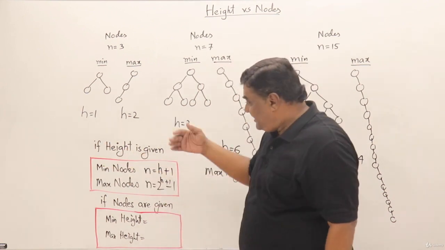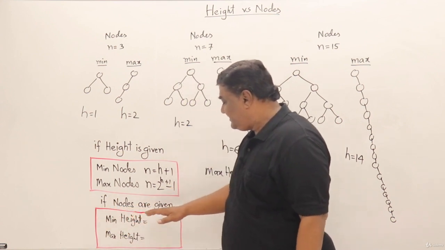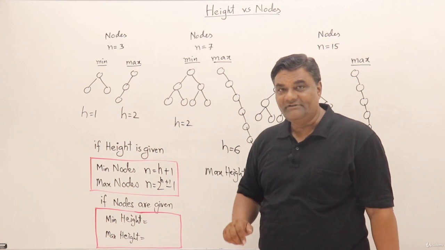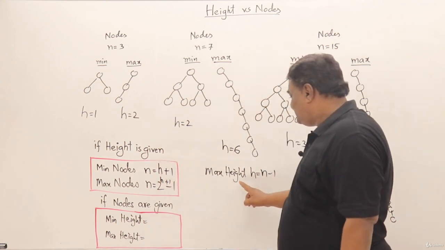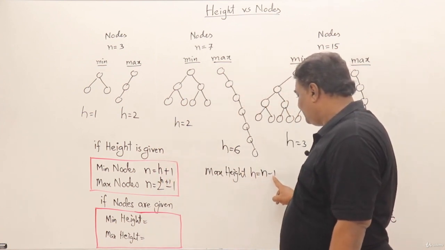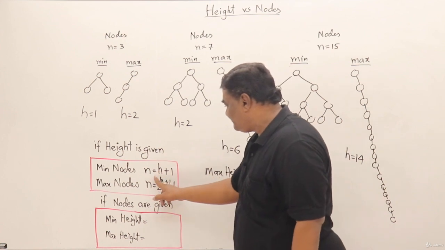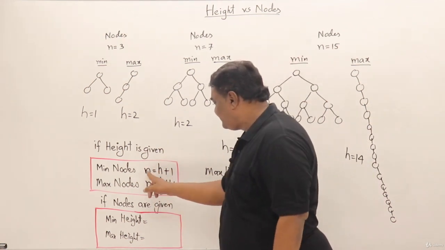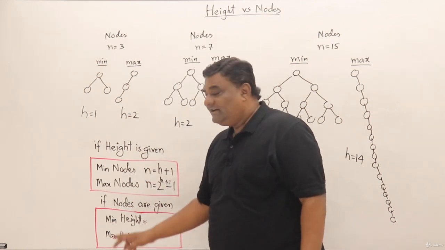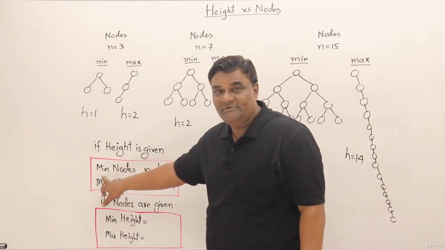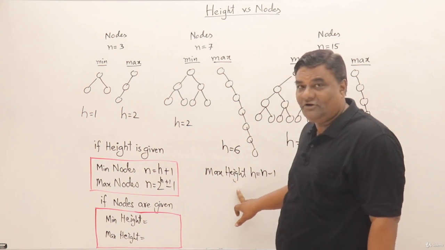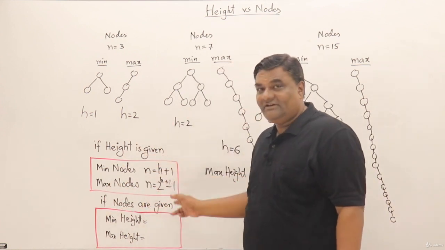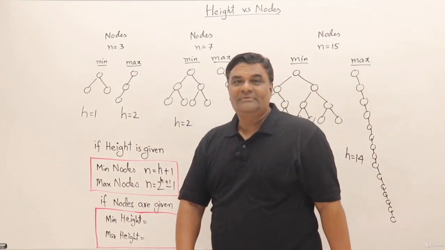Now we are finding out, if nodes are given, the minimum and maximum height. For that, for maximum height we got h is equal to n minus 1. That's similar to this one: n is equal to h plus 1. Sending the plus 1 to the other side, it becomes minus 1. So this was the minimum nodes formula, and it became the maximum height formula. It means the maximum nodes formula can be converted into the minimum height formula.